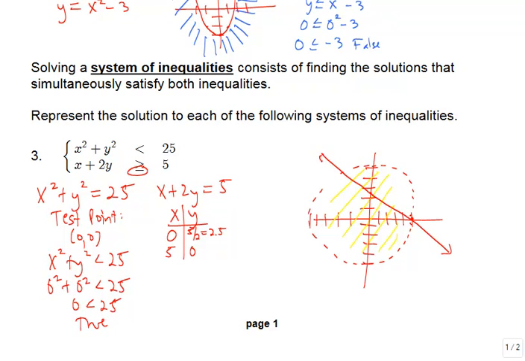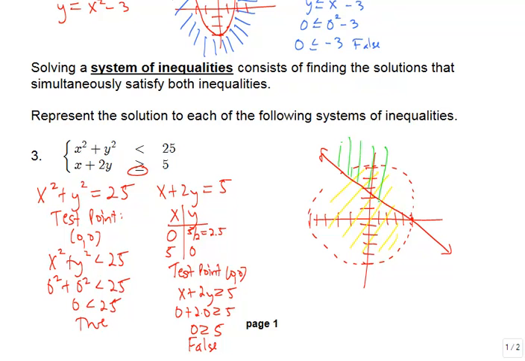And then when I go to test here, we're either going to be shading above the line or below the line. So if I test a point, and I'm going to use the origin again because that's below the line, plugging it into the original inequality, 0 plus 2 times 0 stays 0. Is 0 greater than or equal to 5? No, that's false. So according to this, since the origin is below the line and it didn't work, then I would want to shade above. So it would look like that.